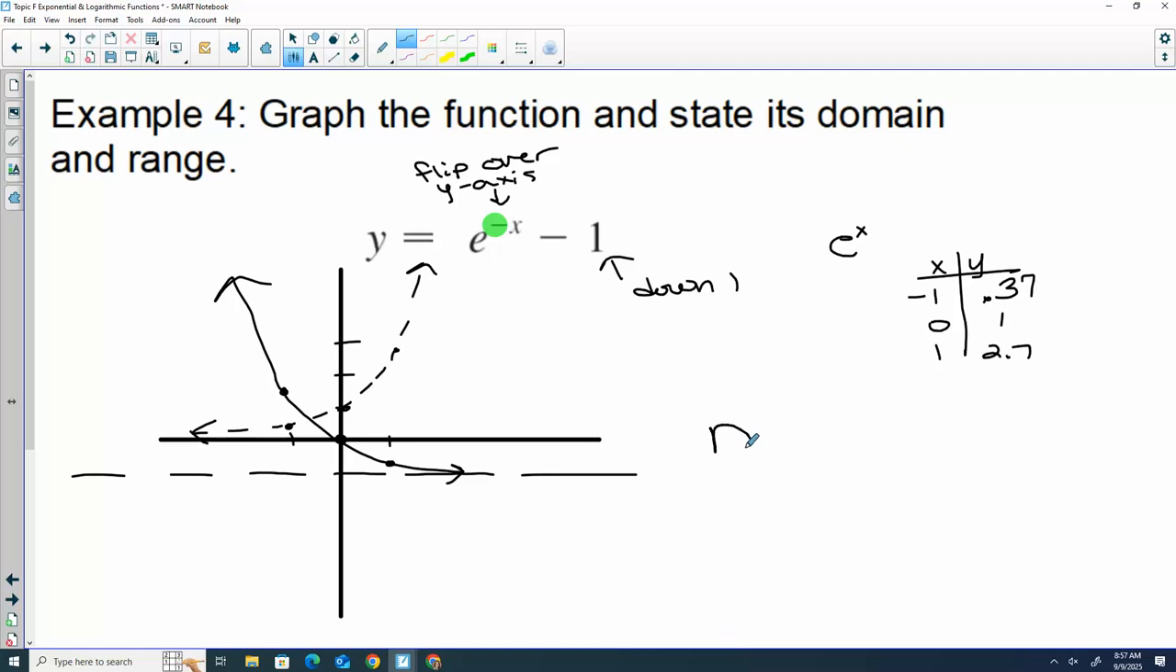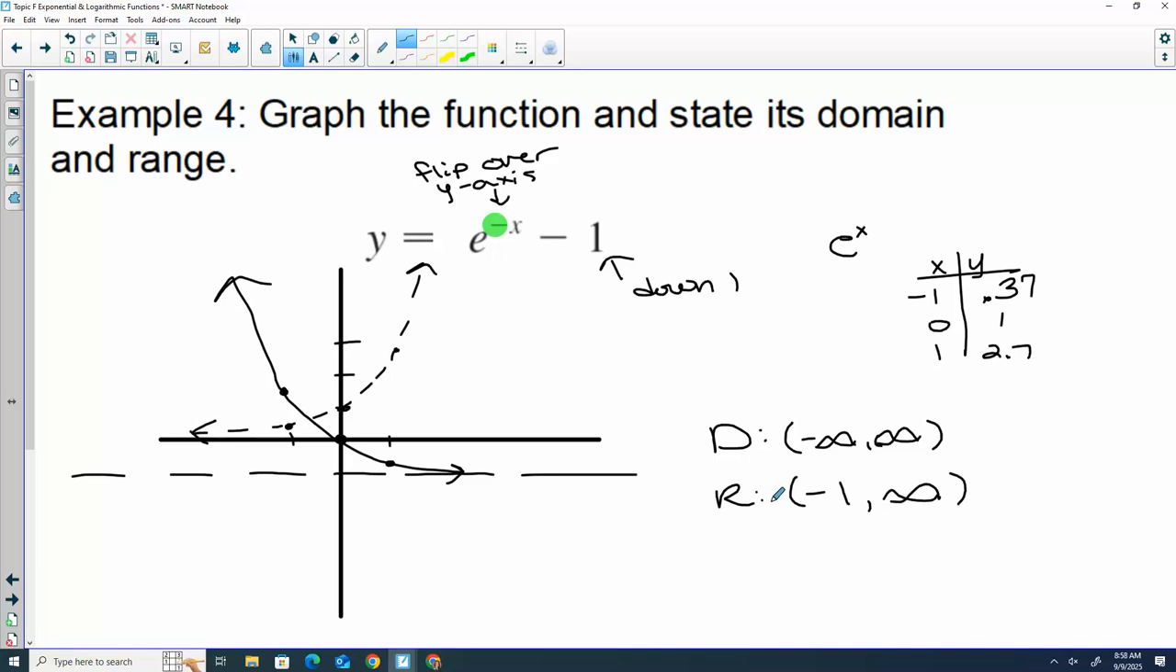What's our domain? Always? And our range? And then -1 gets put in there because it's not equal to -1. Alright, so that was a little bit of a refresher from yesterday. Today we're really going to focus on our logs.